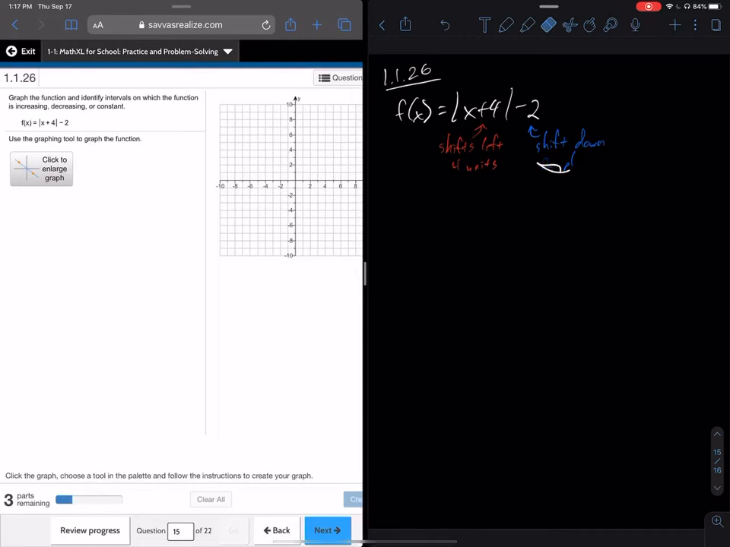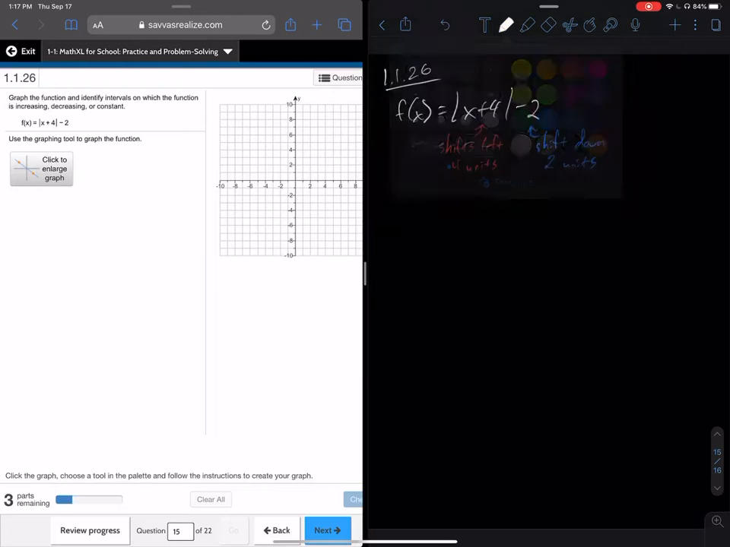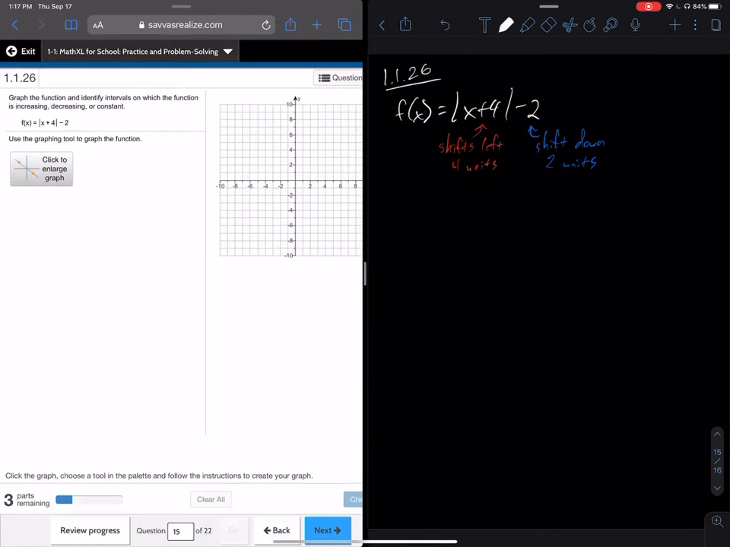Let's write units. 2 units. So that shift is for the entire graph, but we're going to base it off of the vertex. So I'll draw myself a quick sketch here. Let's make this a little bit longer. Doesn't have to be perfect, but let's make it accurate. All right, so 1, 2, 3, 4.